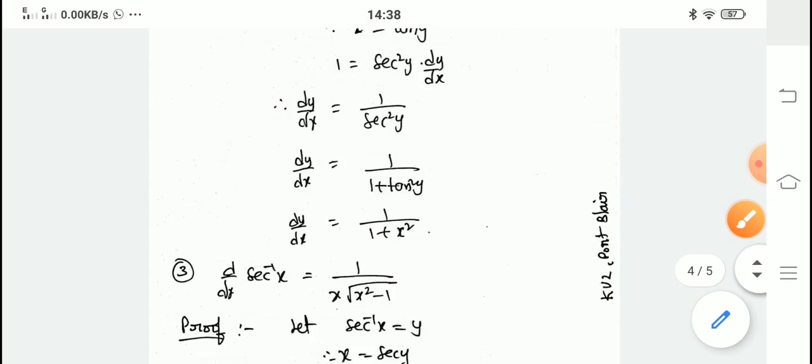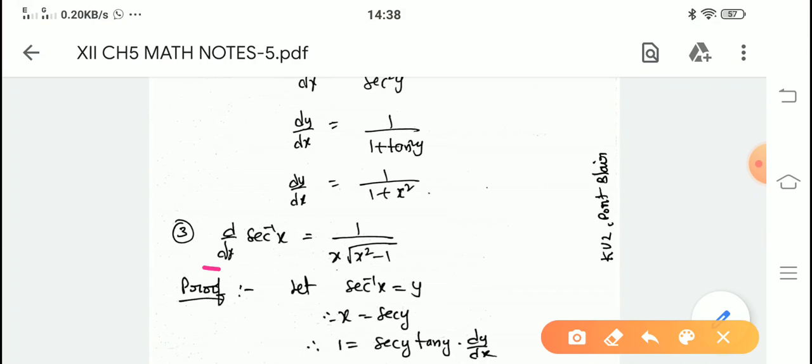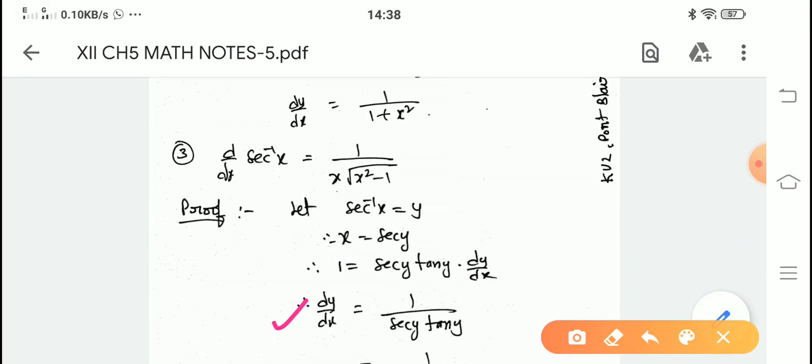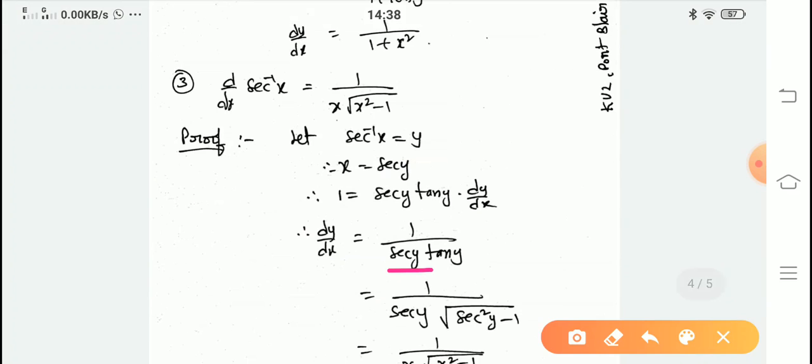Right. Next question: d by dx of secant inverse x is equal to 1 by x root x square minus 1. First step is, let secant inverse x equal to y. Then what is x? x is secant y. Then differentiate on both sides. You get 1 equal to secant y tan y into dy by dx. And then dy by dx is needed for us. dy by dx is equal to 1 by secant y tan y. Then secant y is x, we know that.